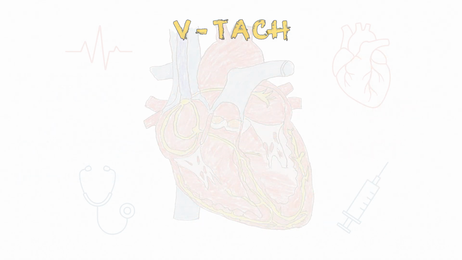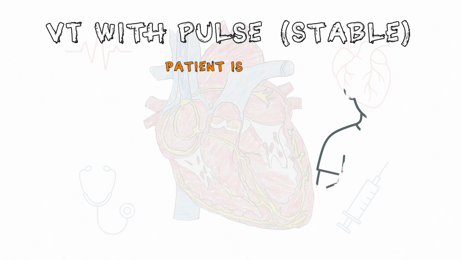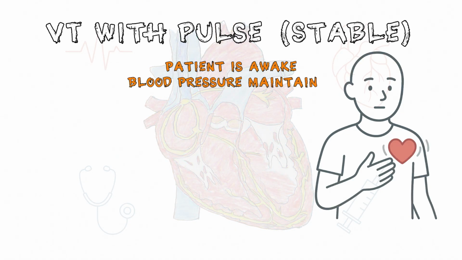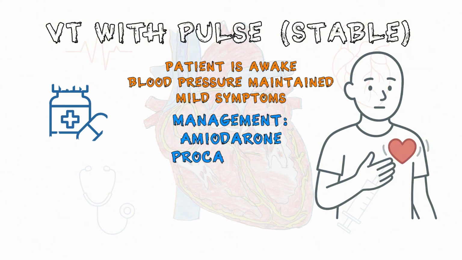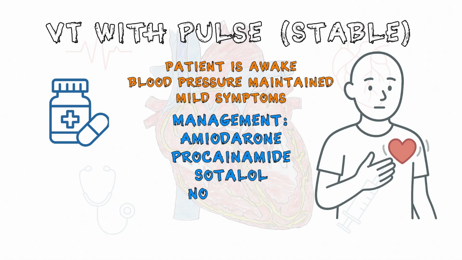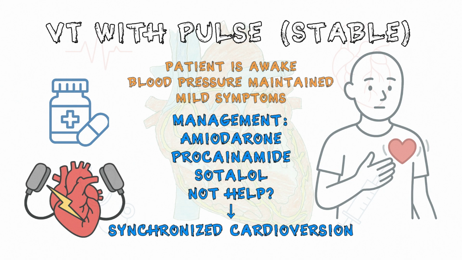V-Tach is divided into 3 groups. V-Tach with pulse, which means stable: the patient is awake, blood pressure maintained, symptoms are mild or absent. In these cases, management requires amiodarone, procainamide, sotalol. If medication fails, synchronized cardioversion.